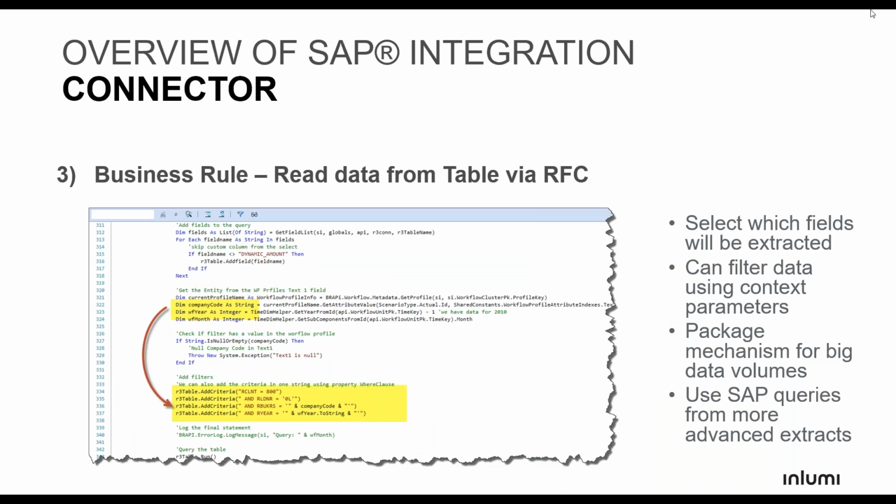Here you can see how easily we can just add a filter when reading data from a table. This is an SAP table, but we are reading data through the application layer. This is very important. We are not reading data through the database layer. We are reading data through the application layer. And this is how you can write your connector rule to get the data from the SAP table and filter.